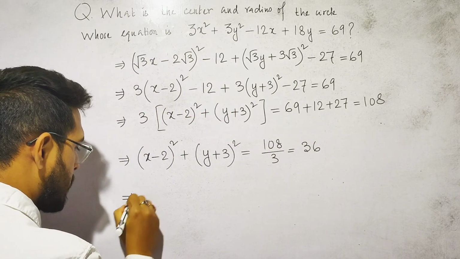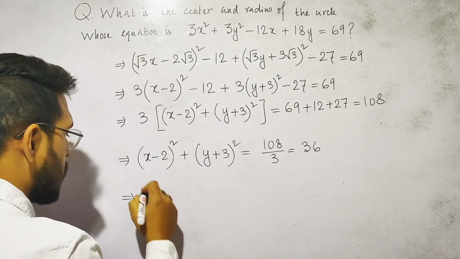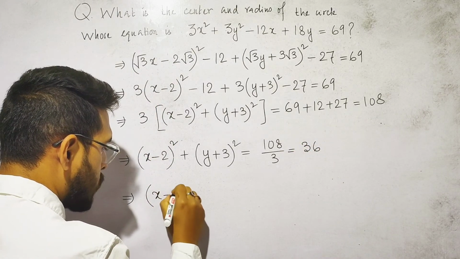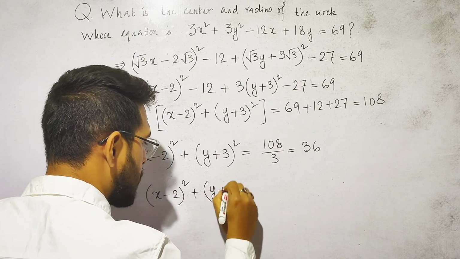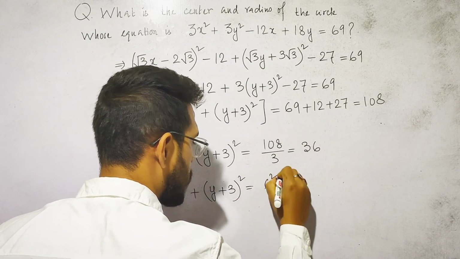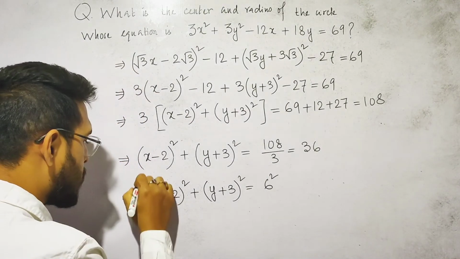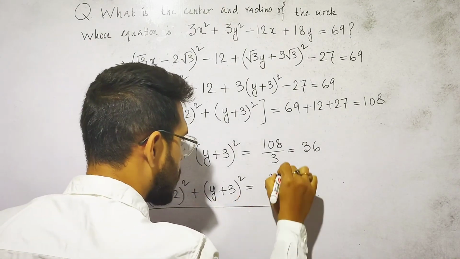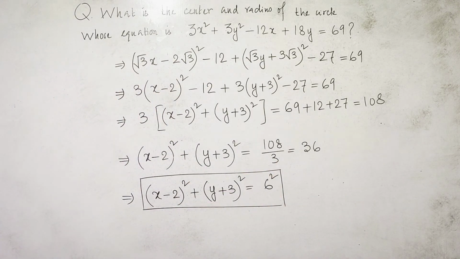Now for the standard equation I have to represent 36 as something square. So it would be x minus 2 whole square plus y plus 3 whole square equals 6 square. So finally we have come to the standard equation. This is the standard equation of the circle, and from here I'm going to get all the required details.